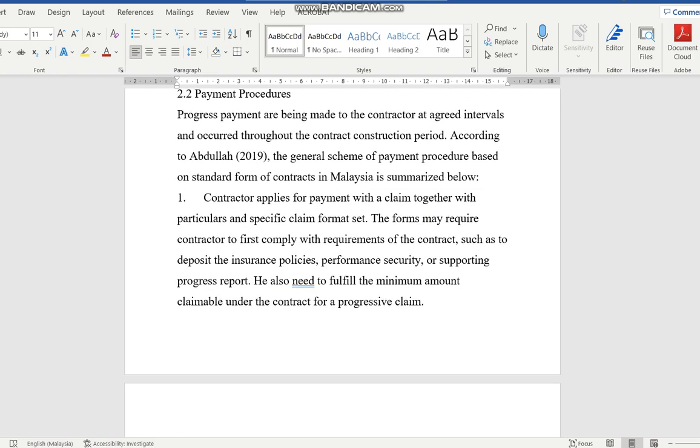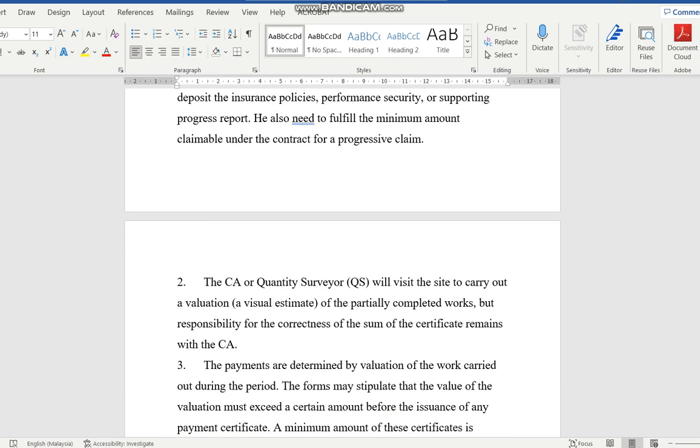For payment procedures, the contractor, like I've gone through just now, will give the claim according to the set format. It must comply with certain requirements, and he must be able to claim the minimum amount claimable under a contract for a progressive claim. Then the CA, the QS, engineers or project manager will visit the site to carry out the valuation, and he will produce what we call certificates.